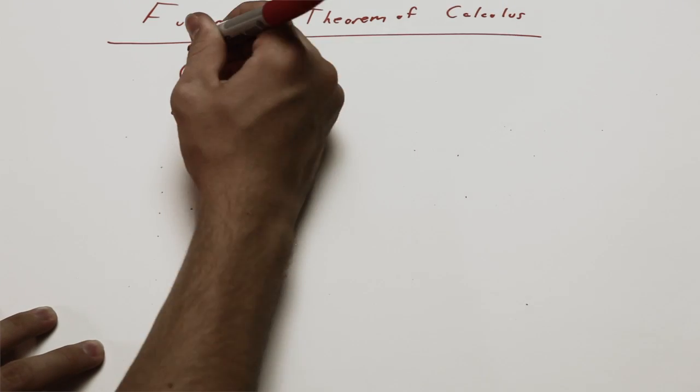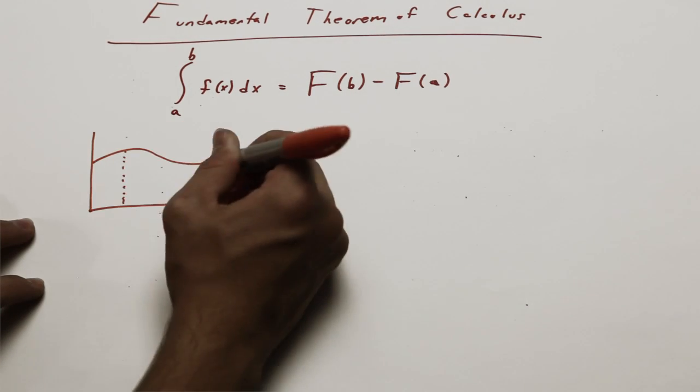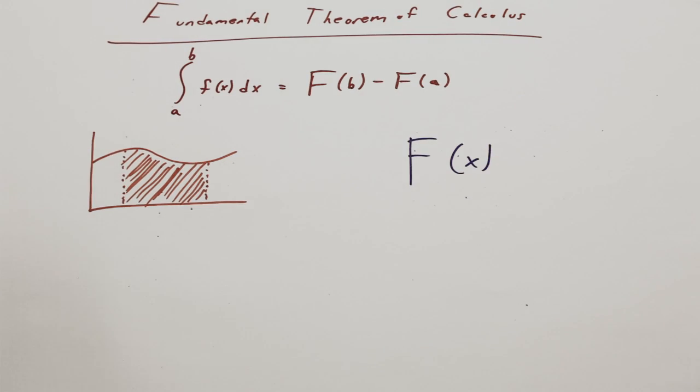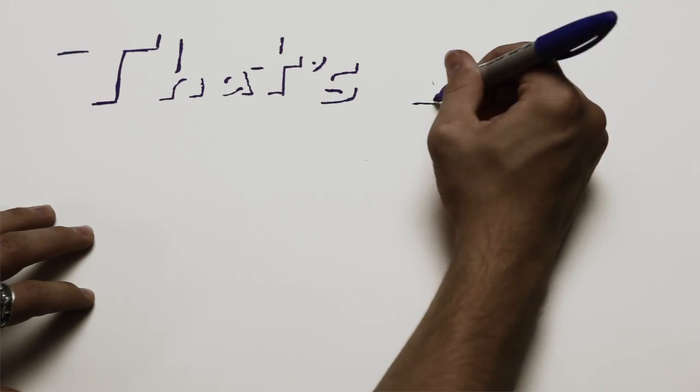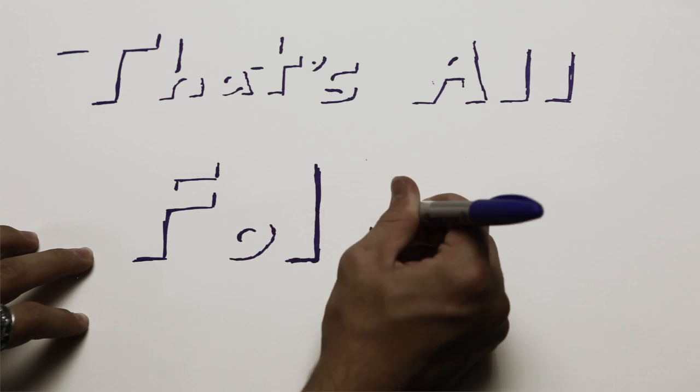Finally, using the fundamental theorem of calculus, we can relate the area under a curve to our antiderivative. This is where integral calculus comes from. I may go into proving integral calculus later, but for now, that's all, folks.